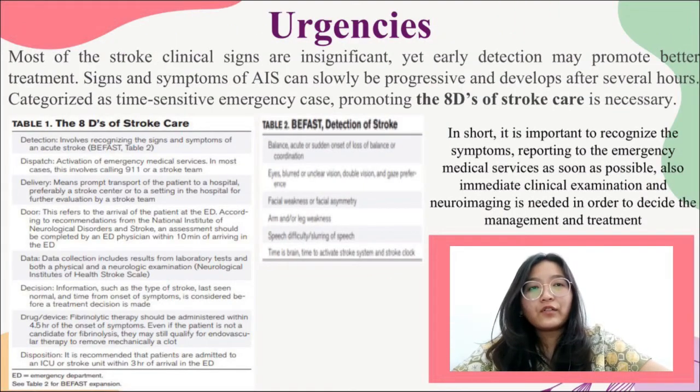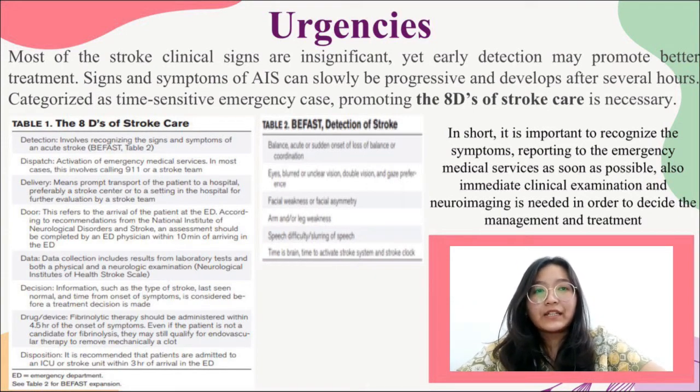Whilst most stroke clinical signs are insignificant, early detection may promote better treatment. Signs and symptoms of AIS may be slowly progressive and develop after several hours. That's why promoting the 8D stroke care is necessary. The 8D stroke care itself points out certain points that need to be marked, such as detection, dispatch, delivery, door, data, decision, drug or device, and disposition.